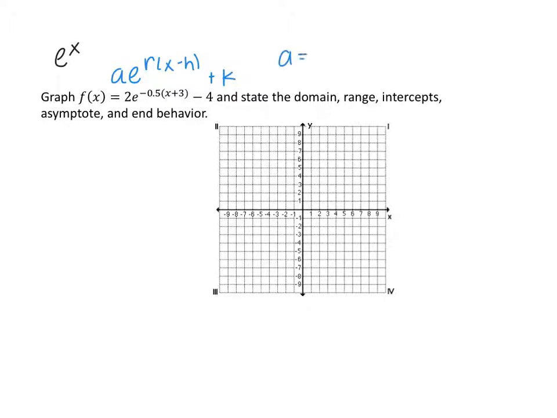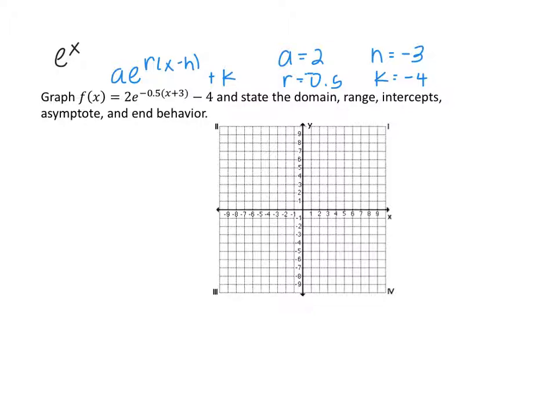So in this equation, a is 2, the r is negative 0.5, the h value I'm putting negative 3, because in the general form it's x minus h, but there's a positive 3 there. That just means that we're going to be shifting to the left 3. And then the k value is negative 4, which means at the end we'll shift down 4.